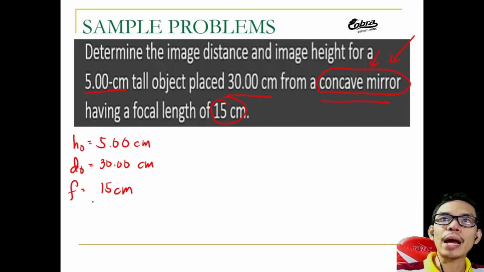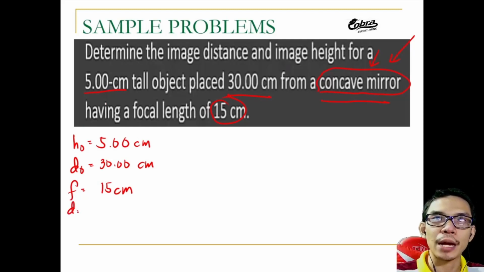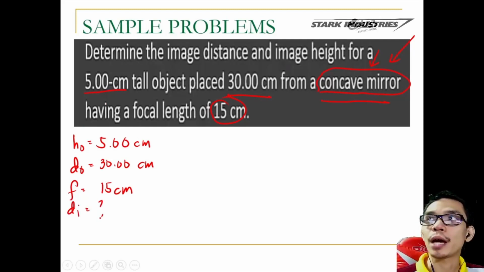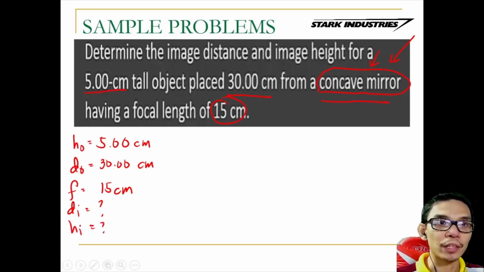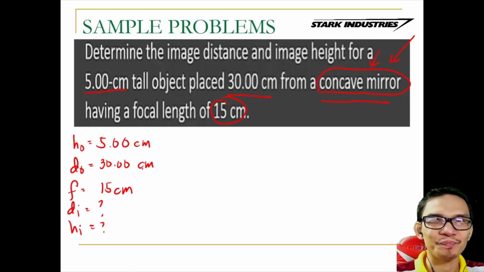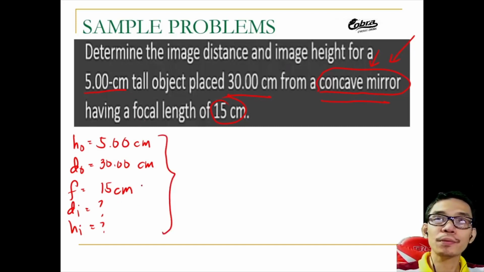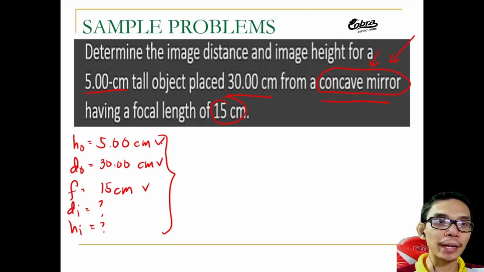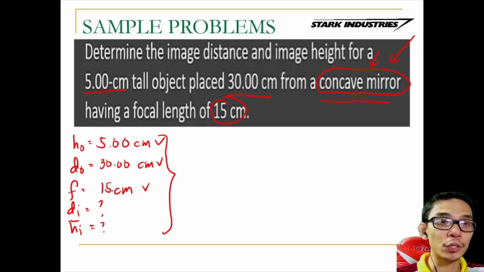So we are asked to find the image distance and the height of the image. So, I think we are good and ready to go. Everything is correct and checked. There are two things that we need to do here. First, in order to compute d sub i, we will use this formula.